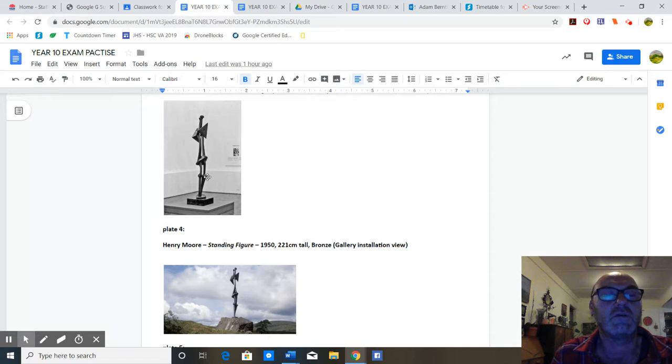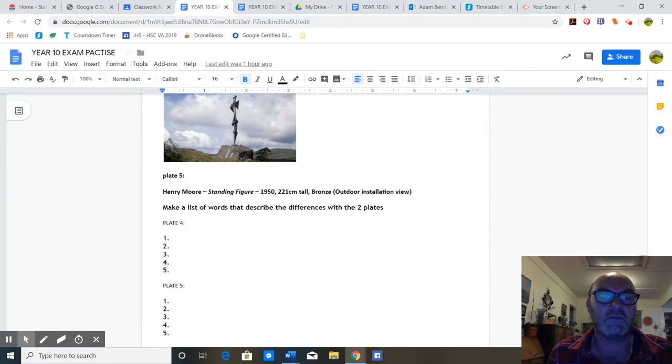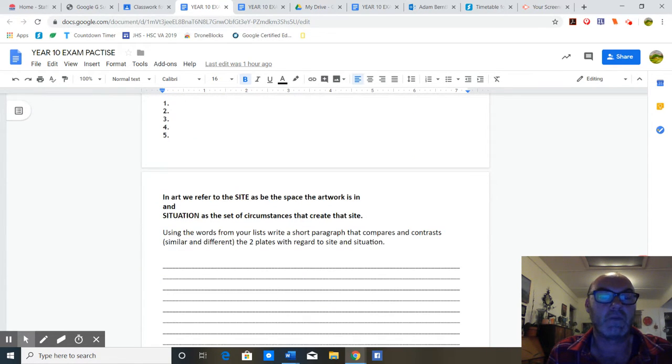One is inside, with the white background behind it. Does that become less interesting? Does this artwork, the same artwork, because it's standing outside with a changing background, i.e. the clouds, become more interesting or less interesting? Think of those ideas. Make a list of words that describe the differences with both of those plates.